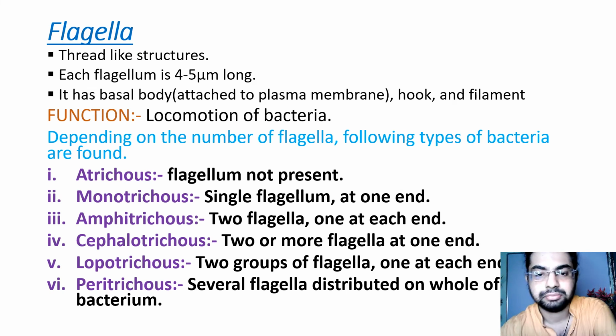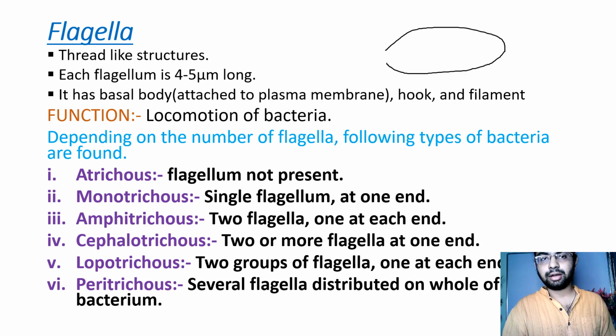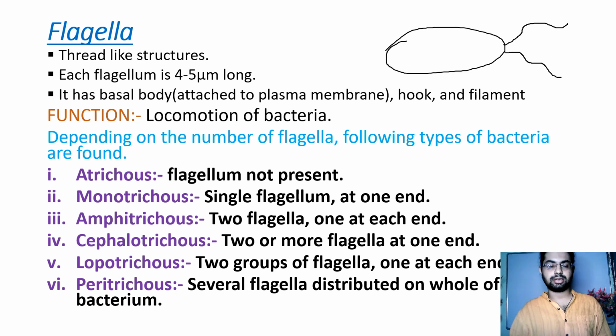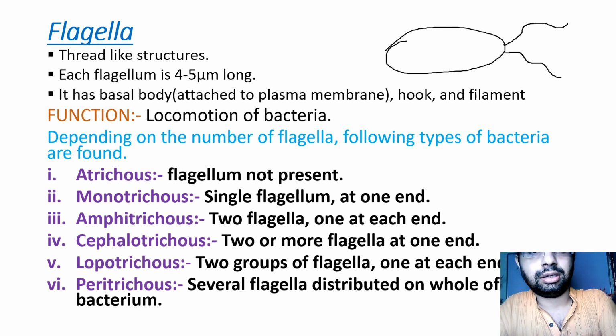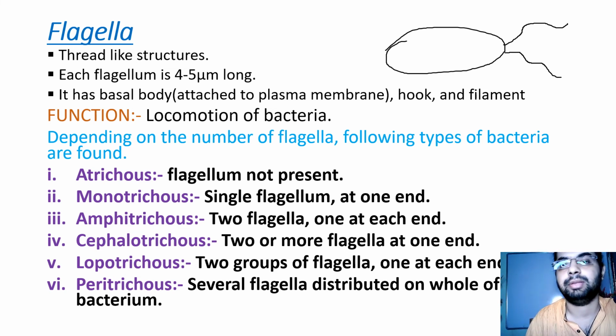Now flagella. If this is a bacteria, at the end of the bacteria there is a thread-like structure present, and these thread-like structures are called flagella. Each flagellum is 4 to 5 micrometer long. It has a basal body that is attached to the plasma membrane of the bacteria, hook and filament. Now what is the function of this flagella? It helps in the movement of the bacteria, that is locomotion.